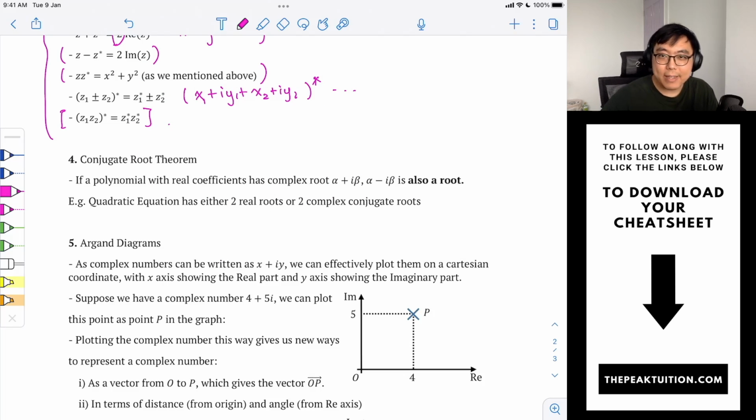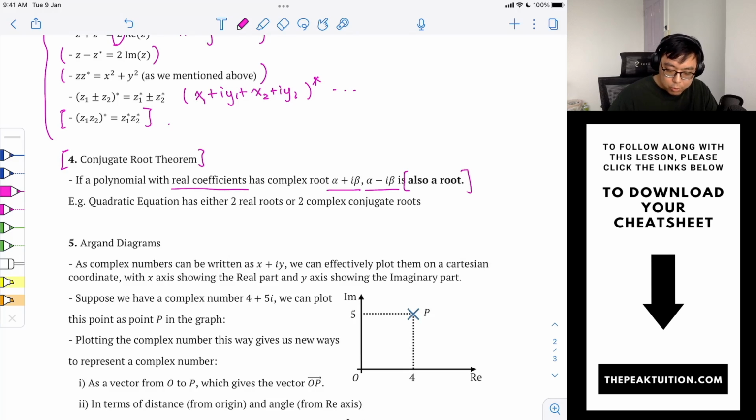Okay, hi, I'm back. So moving on, we have a short theorem called the conjugate root theorem. It says that if a polynomial with real coefficients has a complex root alpha plus i beta, then alpha minus i beta is also a root. Okay, this is just a theorem. Try and remember it. If you find it hard to remember, we can take a look at the quadratic equation.